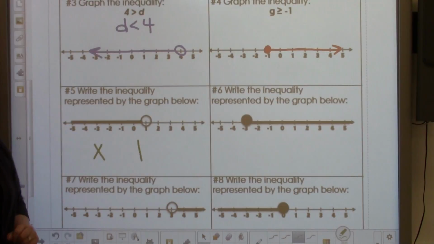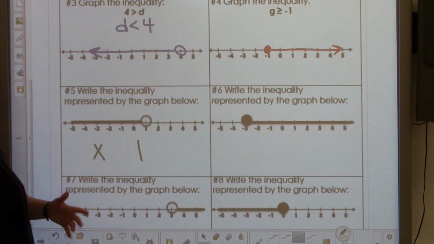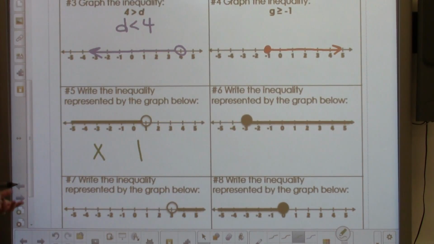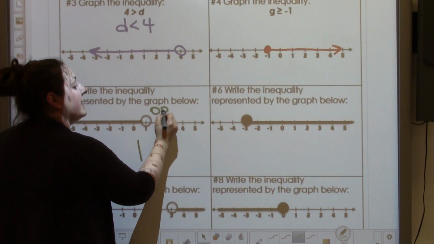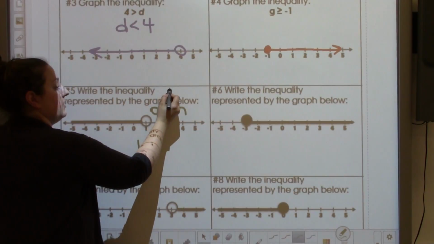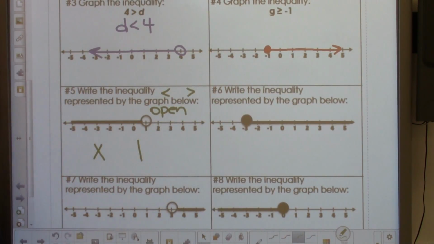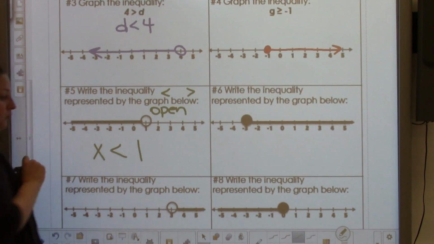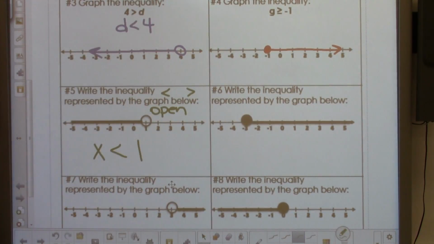So we want the relationship between x, or whatever letter you chose, and 1. So, did we include 1? Was it shaded in? Was it filled in? Was it a closed circle? No. This is an open circle. That means I only have 2 options. It's either less than or greater than. So the question is, the numbers that I shaded in, are they greater than 1 or are they less than 1? Well, these numbers are to the left, so they must be less than 1. Whoops, I'm so sorry. All right, let's try another one.